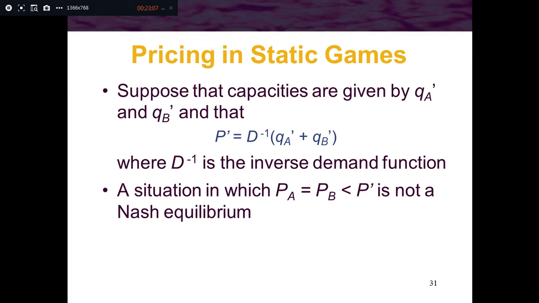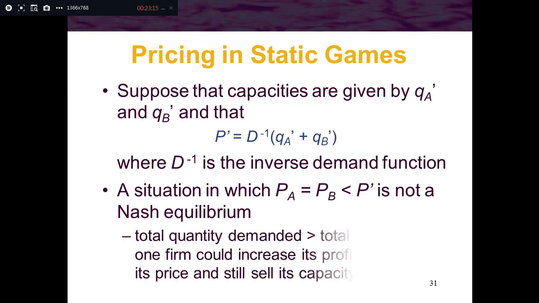So a situation in which price of A is equal to price of B, less than the price P, is not a Nash equilibrium. The total quantity demanded is greater than total capacity. So one firm could increase its profits by raising its price and still sell its capacity.